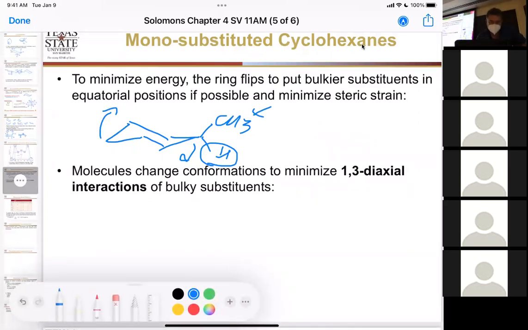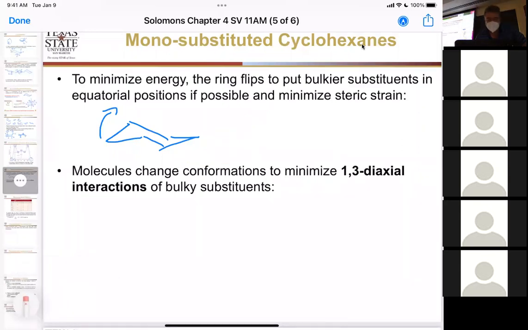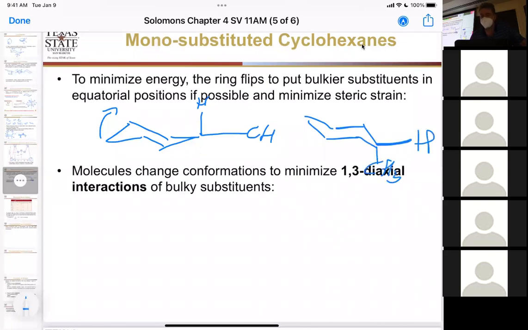Okay, so in this case here, our methyl group is in our equatorial position, and our hydrogen is in our axial position right here. And we're going to flip it over. So we're going to draw it the other way. So it's going to be this way, that way, that way, that way, that way. And now our methyl group is in the axial position, and our hydrogen is in the equatorial position. And this can flip back and forth.